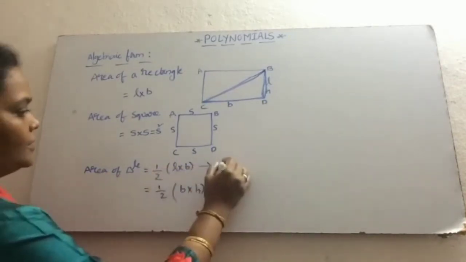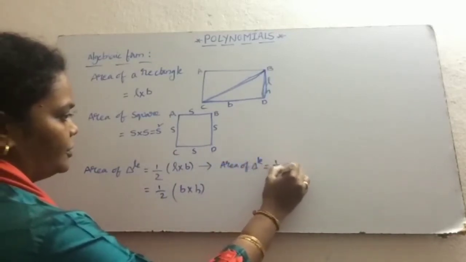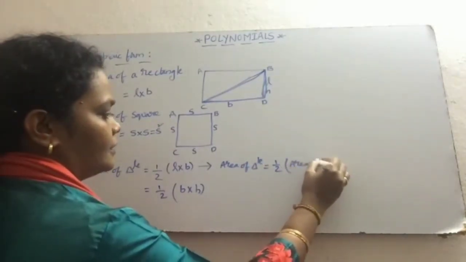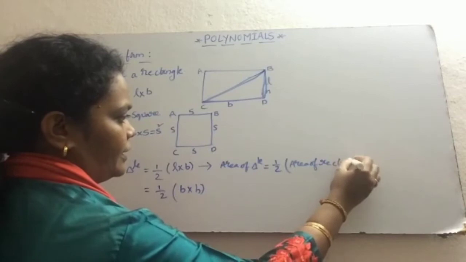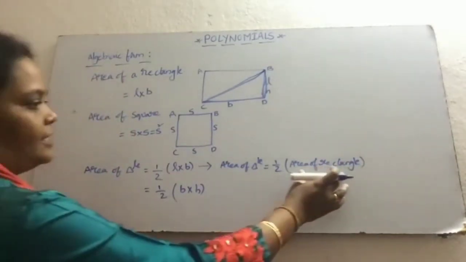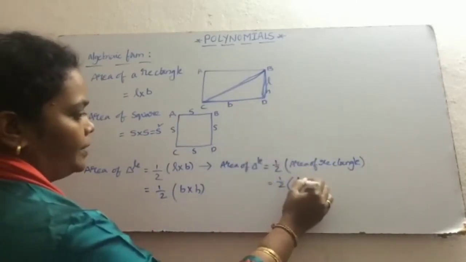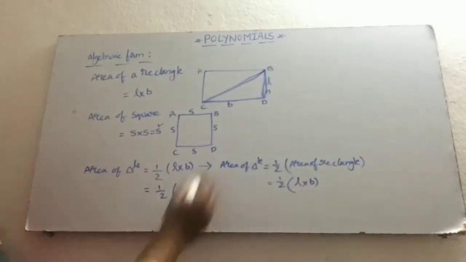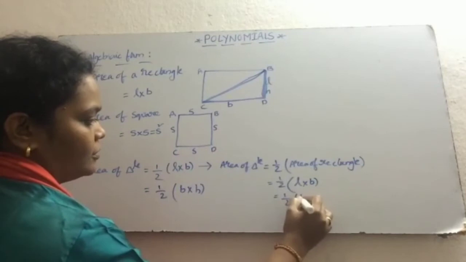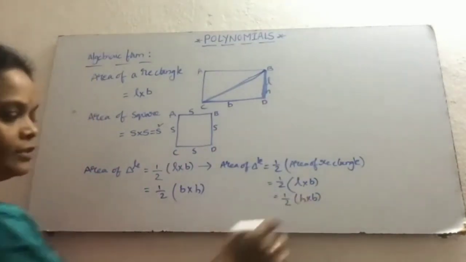Here we observe that the area of the triangle is equal to half of the area of the rectangle. So the area of the rectangle is L into B, and half of it is half into L into B. But I will take this as the height, so that means half into height into base. That is the area of a triangle.